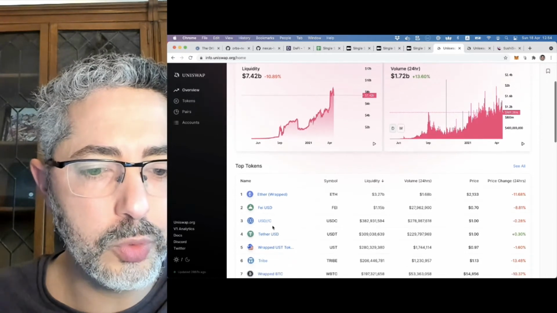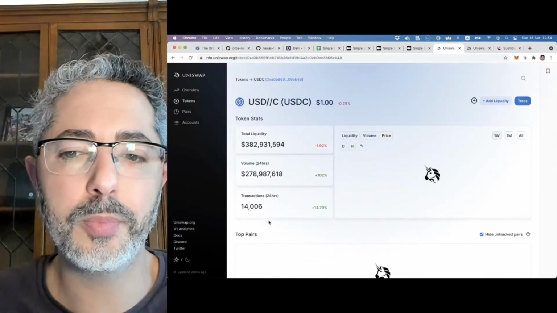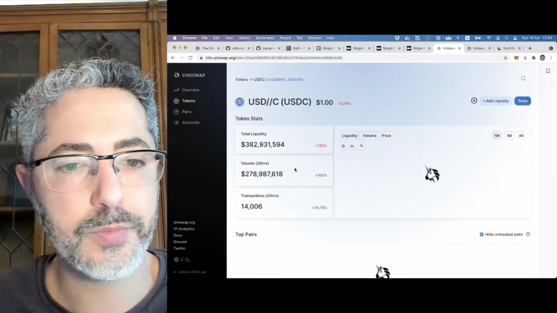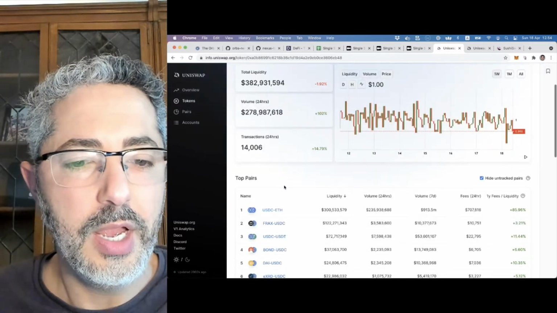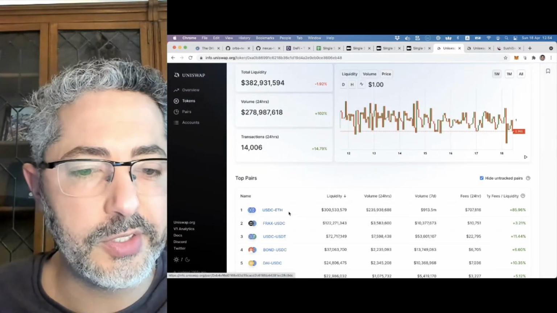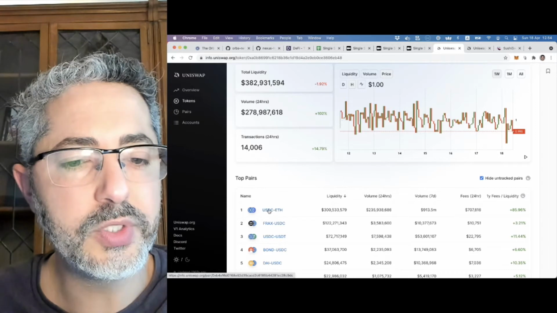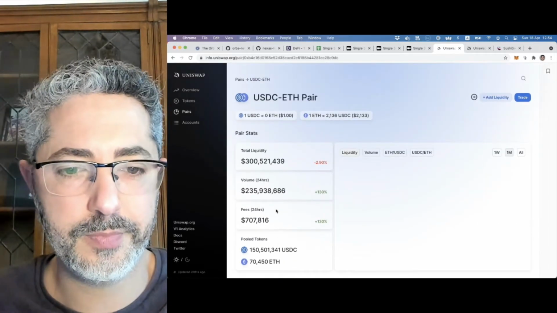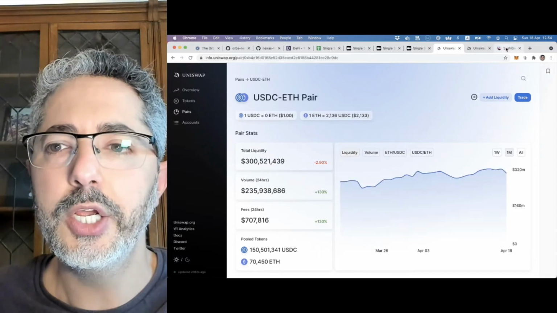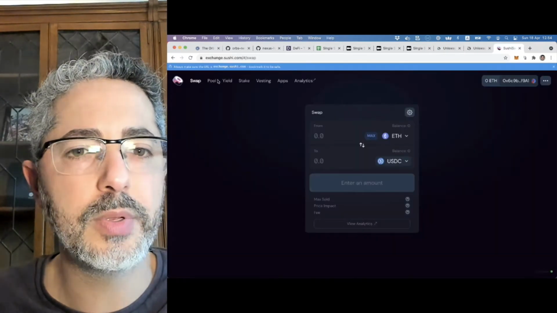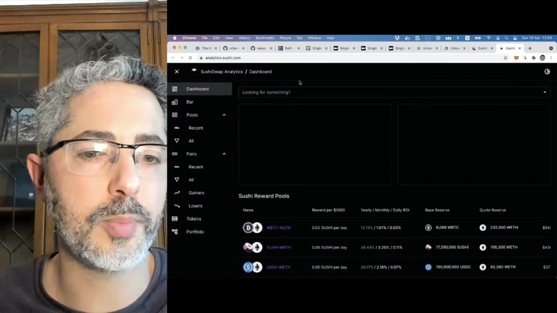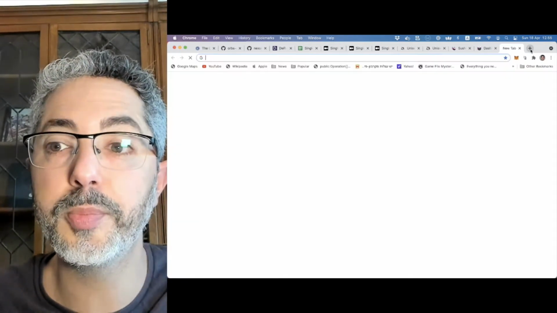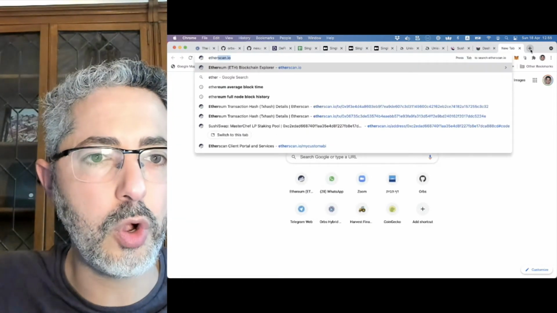So if I go to USDC and I click in the Uniswap interface, you can see all the popular pairs. And the most popular pair for USDC is with Ether. So ETH USDC. So let's click this pair, and let's see exactly what we see there. You know what? Let's actually do this in SushiSwap. And I want to show you this in SushiSwap because I want to show you the contract as well.